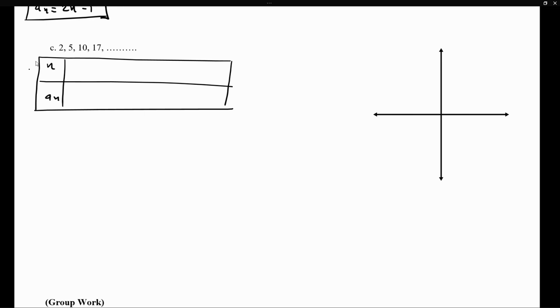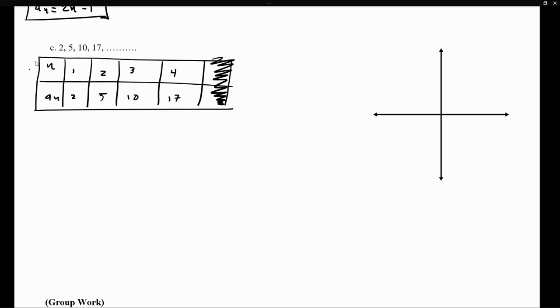Same idea. I'm going to start with n being 1. So the value of my first term is 2. The value of my second term is 5. The value of my third term is 10. And the value of my fourth term is 17. And I guess we don't need this, so let me just scratch it off.